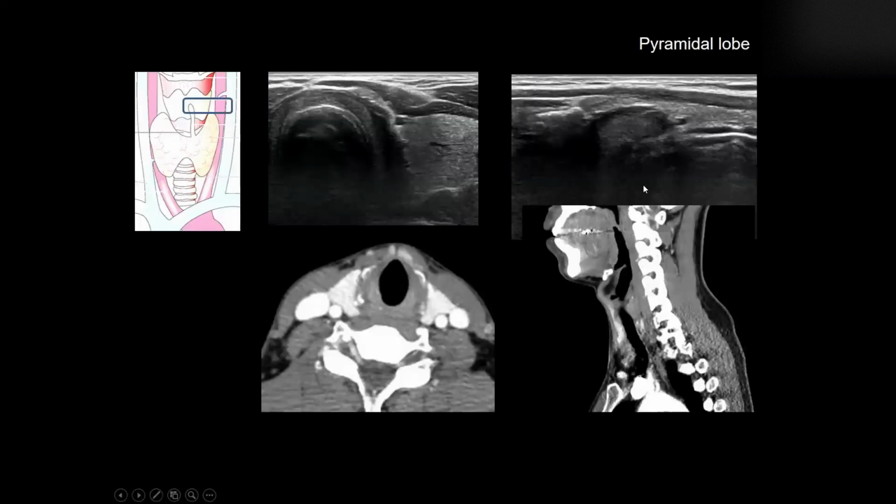Thyroid tissue can be placed even in the upper area of the isthmus. This is a pyramidal lobe. On thyroid US, especially preoperative staging US, all thyroid tissues should be detected and recorded. Cancer can develop in thyroid tissue wherever it is located.